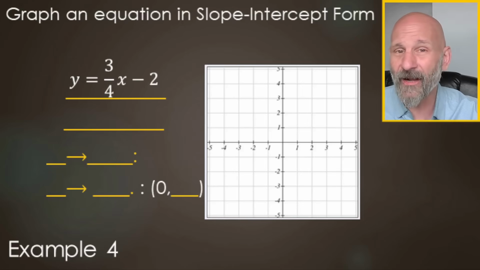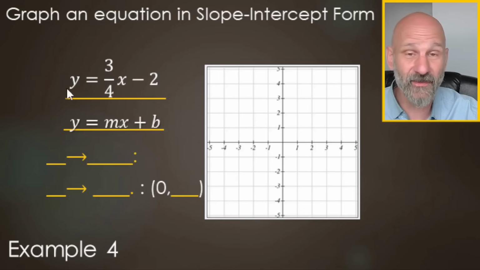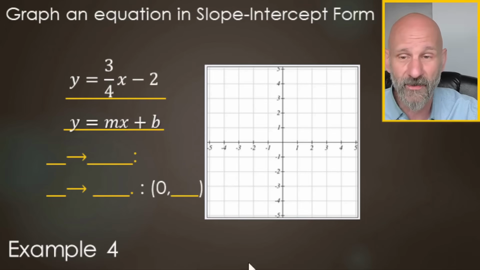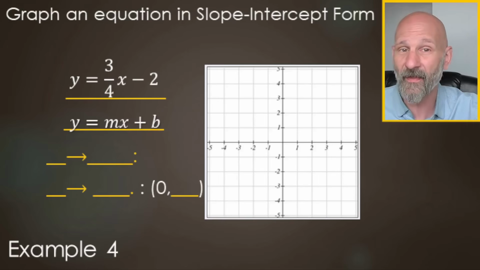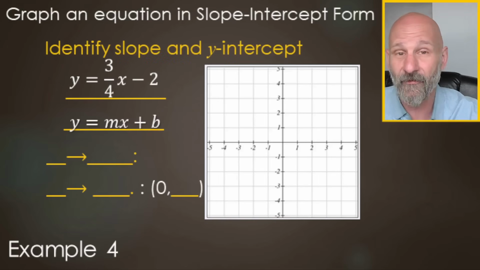Now let's look at graphing equations that are in slope-intercept form. So here we have y equals 3/4 x minus 2. This does take slope-intercept form. We got the y, the equals, and then the m gets replaced with a 3/4, and then an x, and then plus b is going to be a minus 2 there instead. So we see that the m and the b have been replaced with actual values. So we can identify them now.